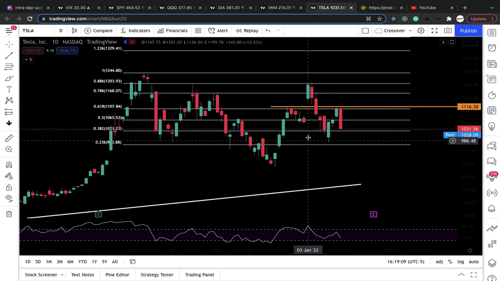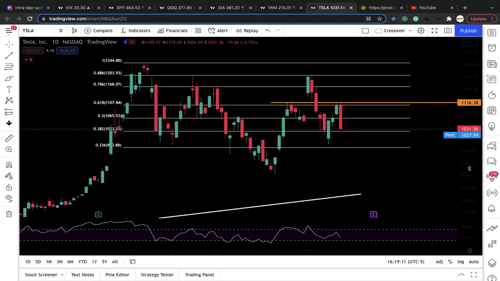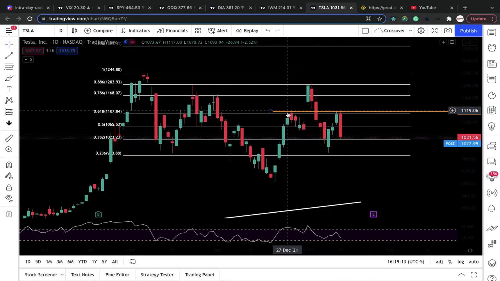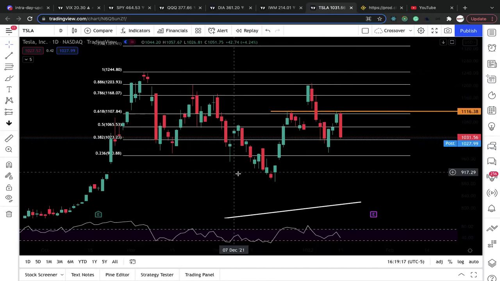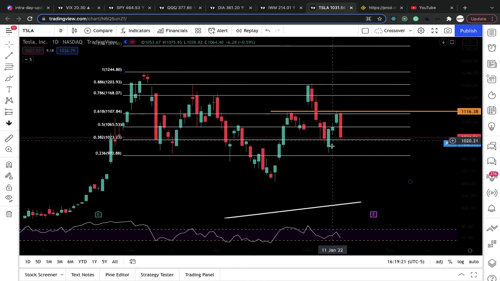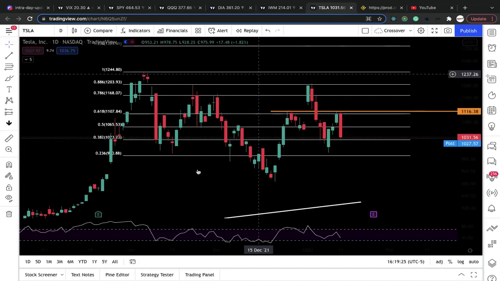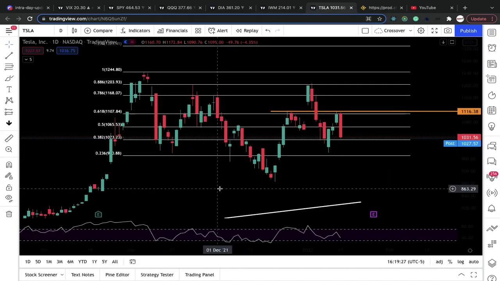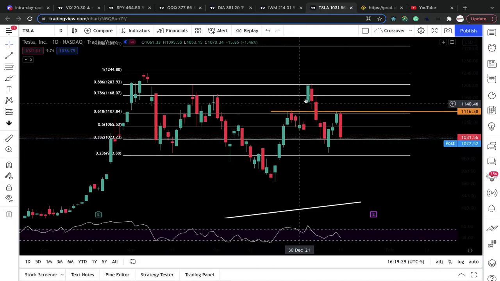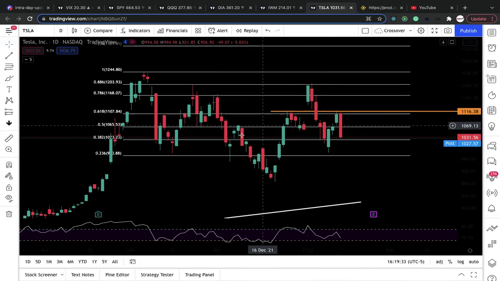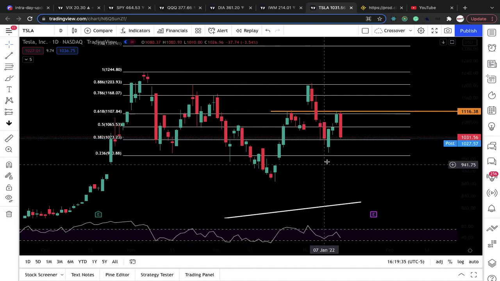Anyways, now that I zoom out a bit, I was talking about a head and shoulder pattern here. But you notice this inverted head and shoulder, left shoulder, head, right shoulder forming. It's kind of similar to IWM. Anyways, so that's what we're noticing. All right, smaller, shorter term head and shoulder pattern, longer term inverted head and shoulder pattern.